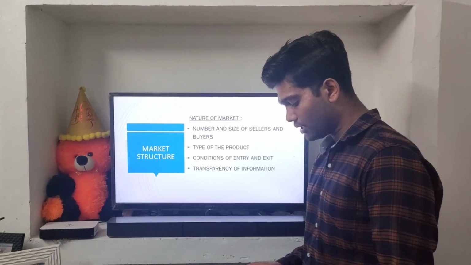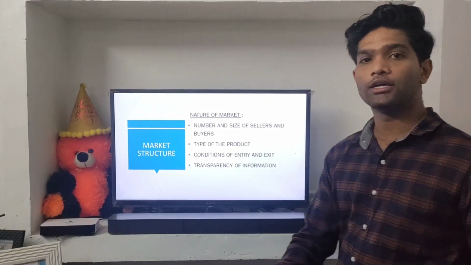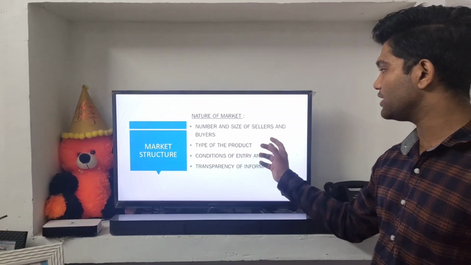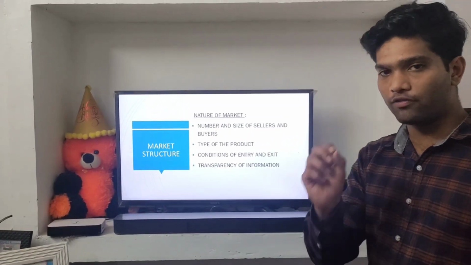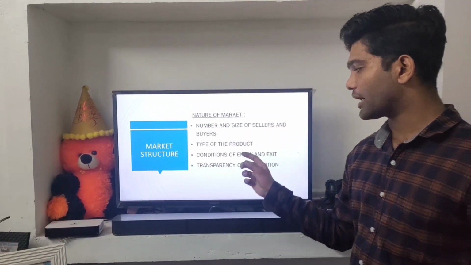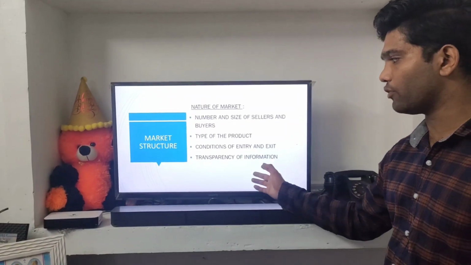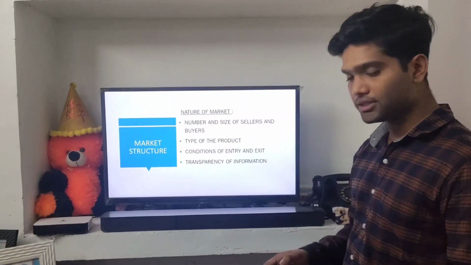And the next one is the nature of the markets. In the nature of the markets, we are looking at 4 points. The first point is the number and size of the sellers and buyers. The second one is the type of the product. The third one is the condition of entry and exit. And the last one is the transparency of information. These are all the 4 points which we discussed in the market structures, and they come under the nature of the markets.